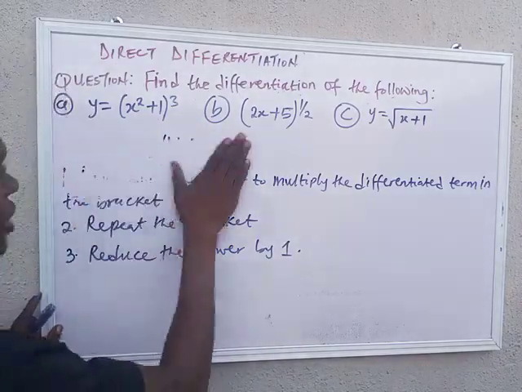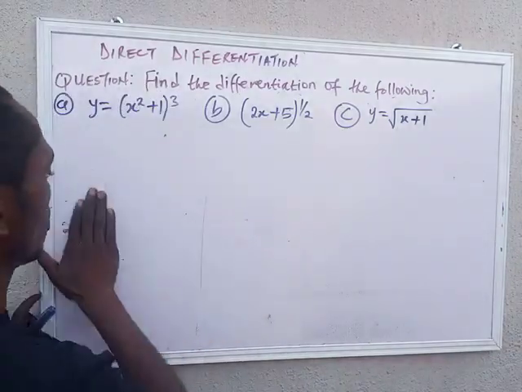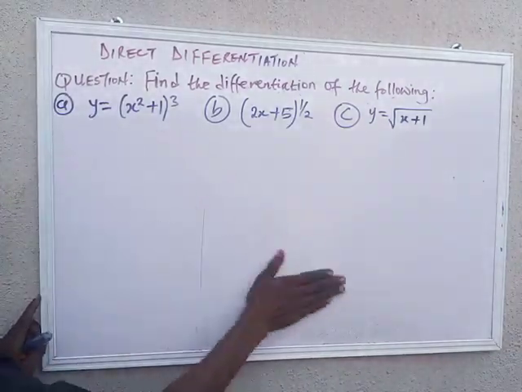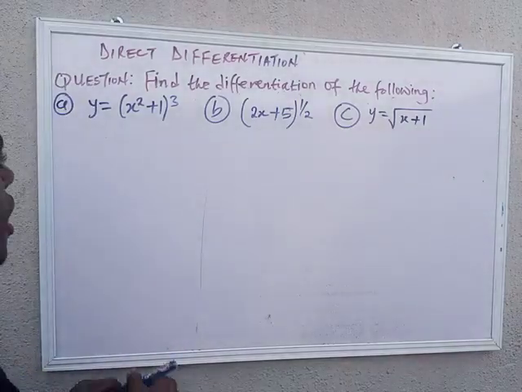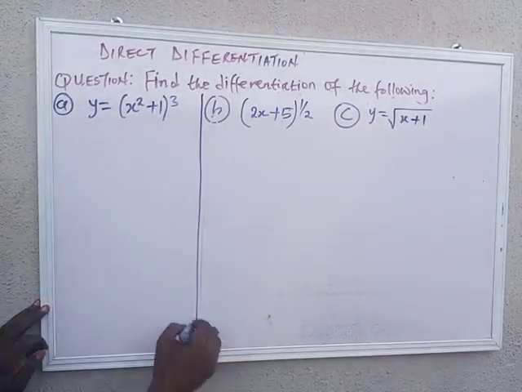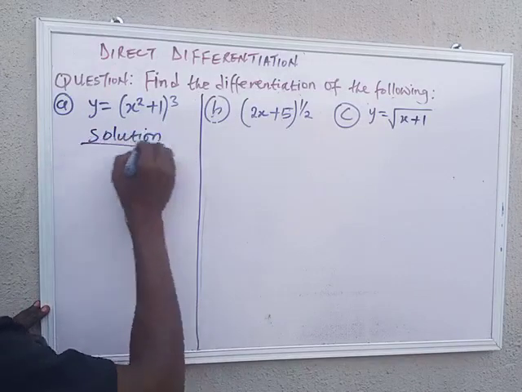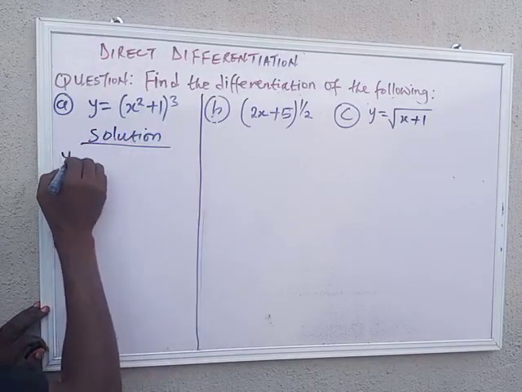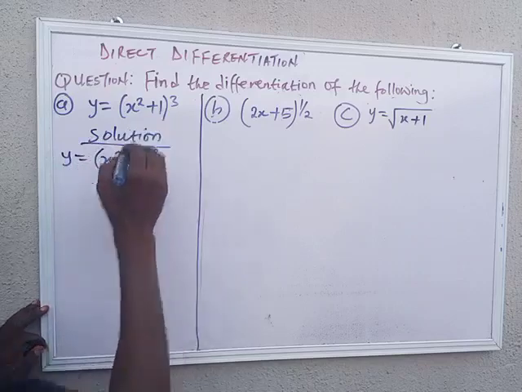Now, let's look at the first question here. The first question says that y is equal to open bracket x squared plus 1, close bracket, raised to the power 3. So we have the solution. We have here y is equal to (x squared plus 1) raised to the power of 3.